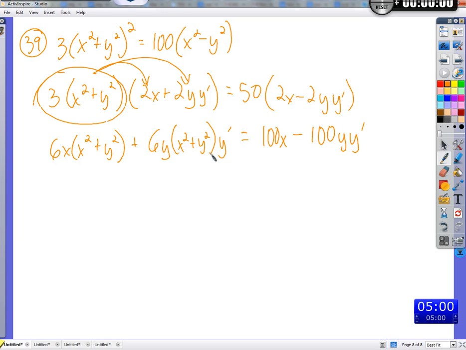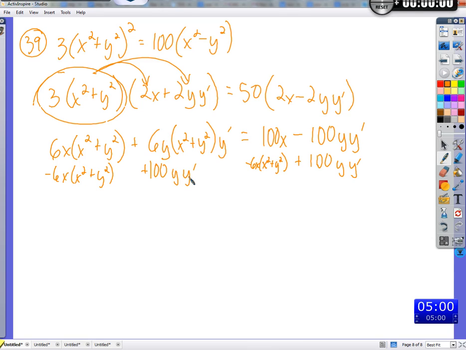Okay. So we'll subtract this on both sides. Or we could do it the other way. It doesn't really matter. Actually, if we add this to both sides, we'll get positives. Let's do that. So we'll add 100yy prime to both sides. That'll collect those guys there. So we'll get rid of this on this side. Minus 6x times x squared plus y squared.